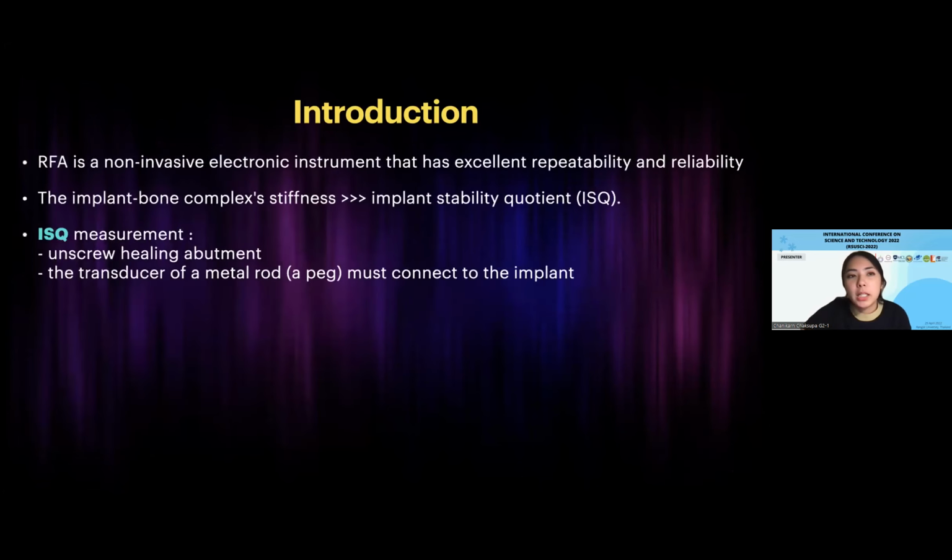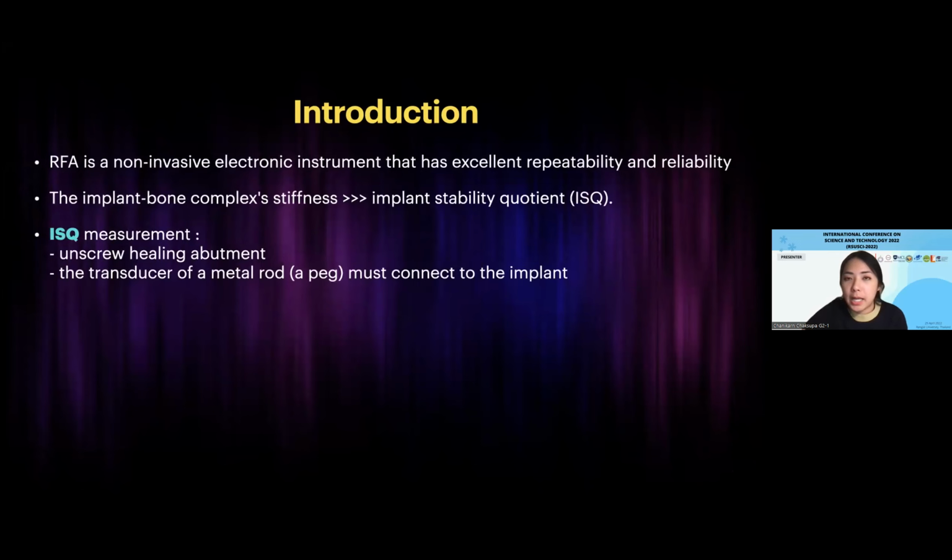So now, how do we measure implant stability? To predict the outcome of an implant, various techniques for evaluating implant stability have been developed. RFA is one of them. It is a non-invasive instrument that has excellent repeatability and reliability. It is reported as an implant stability quotient, or ISQ, ranging from 1 to 100, where 100 is the highest stability.